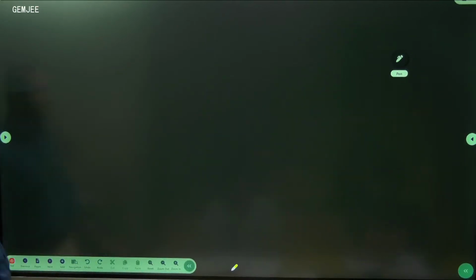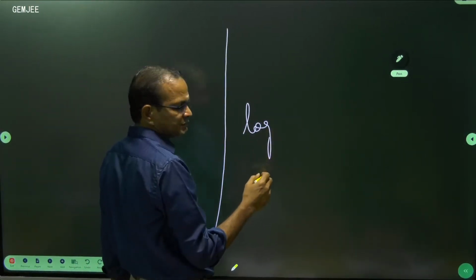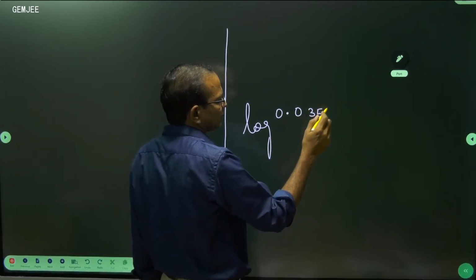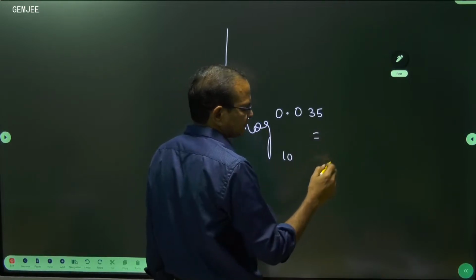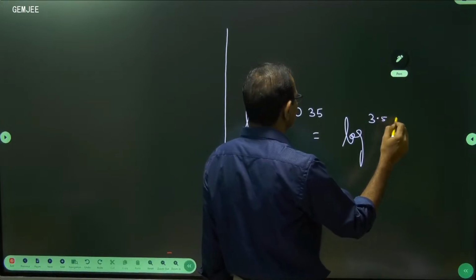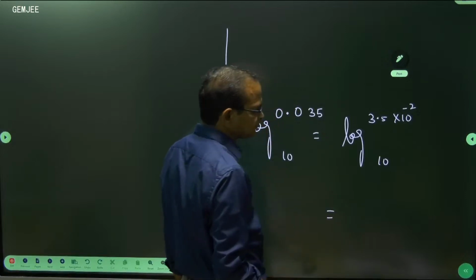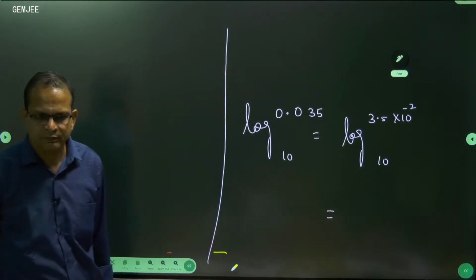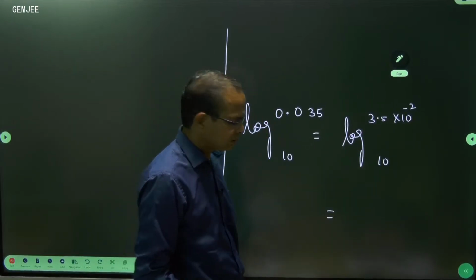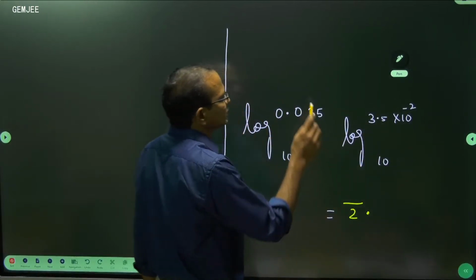Yes, I want to give a different idea now. Log of 0.035 to the base 10 equals log of 3.5 into 10 power minus 2 to the base 10. Now who is sitting on the 10 power? 2 bar. Super. 2 bar point 35, that's all, it's finished.